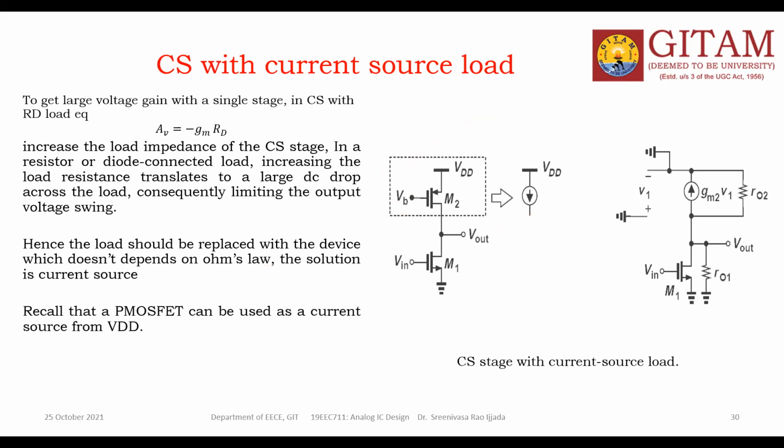Recall that the PMOS MOSFET can be used as a current source from VDD. Now I can draw this circuit simply. The current source is connected to the NMOS transistor like this. So this is V in, and you can connect V out here. So this is the simple circuit.